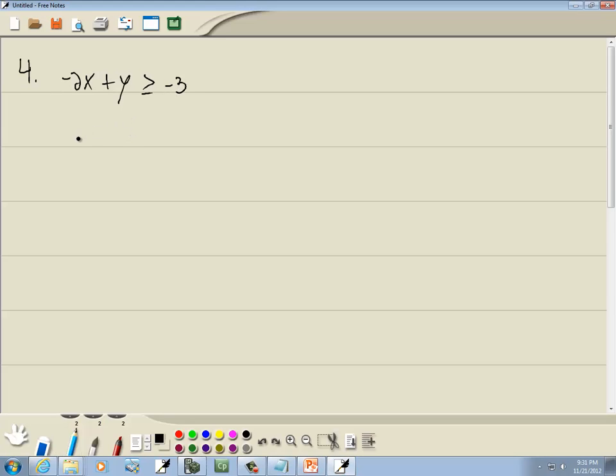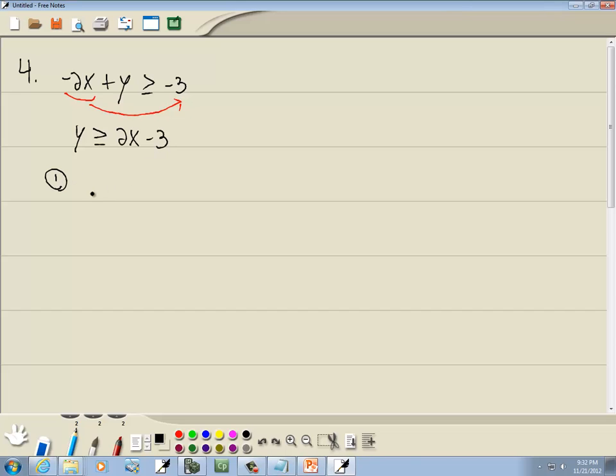Okay, now to do it by hand or a calculator, it's really best to have y by itself on the left side. So I'm going to take the negative 2x and move it to the right side. Anytime you move anything across your inequality symbol, the sign changes, so it becomes a negative. The negative 2x becomes a positive 2x. And we got this.